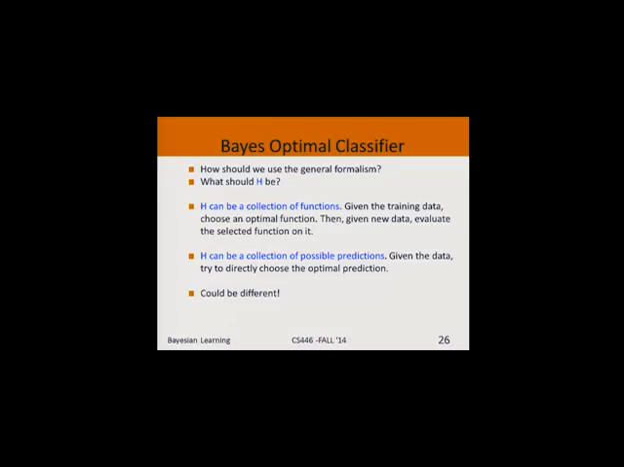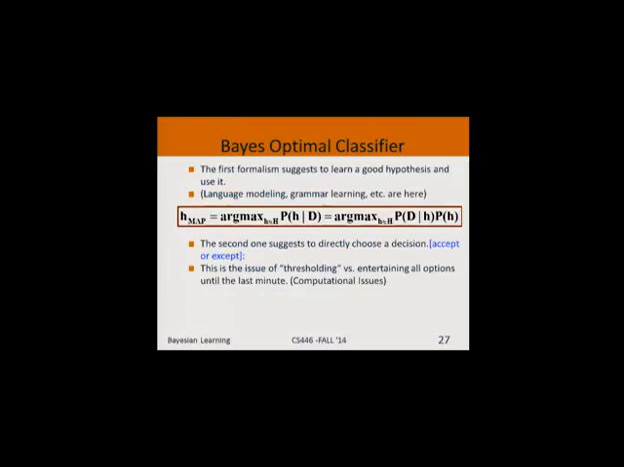There's another option. H could be a collection of predictions. So given data, I'm going to find the most likely prediction, or the maximum a posteriori prediction. And these two things could be different. In the first case, I'm learning a good function, a good hypothesis, and there are many examples where we do this. I'm using this H_MAP, where H is a function. It could be a language model, or a model like the HMM before, a collection of the parameters of the HMM.